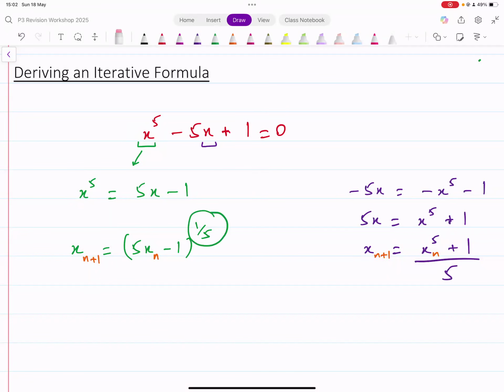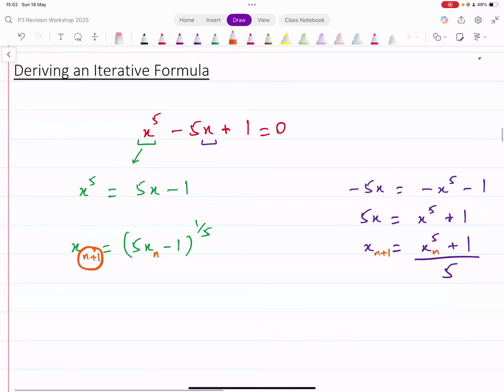And then all you have to do is, on the left side with the x, you put n plus 1. On the right side with the x, you put n. And that's your iterative formula. This is one possible iterative formula that we could make from this equation. And that was the one that we used in the previous example. But you could have another iterative formula from the same equation as well.